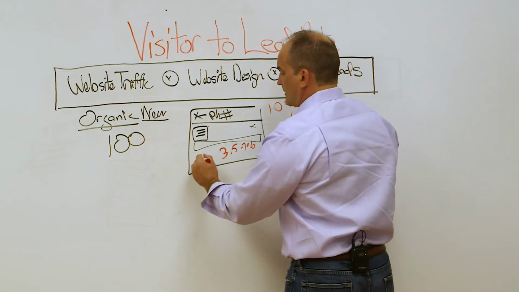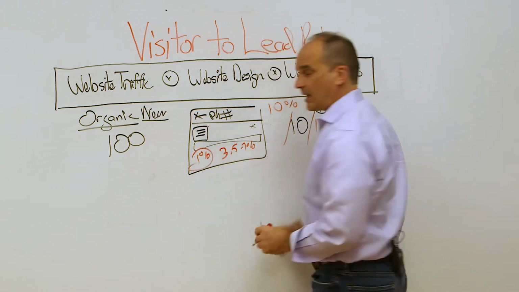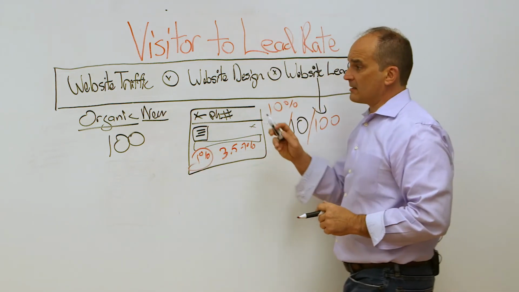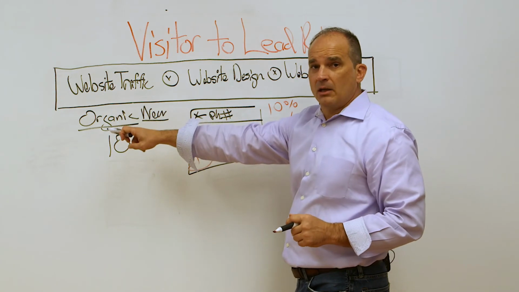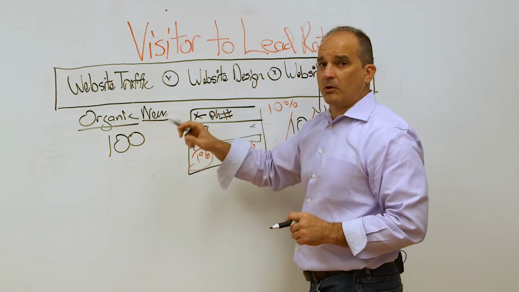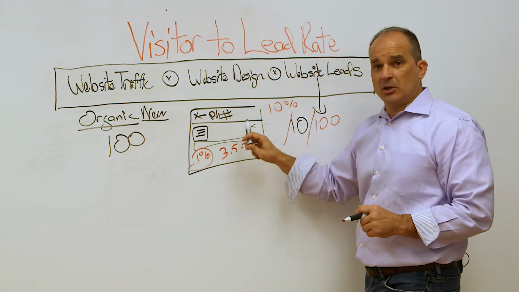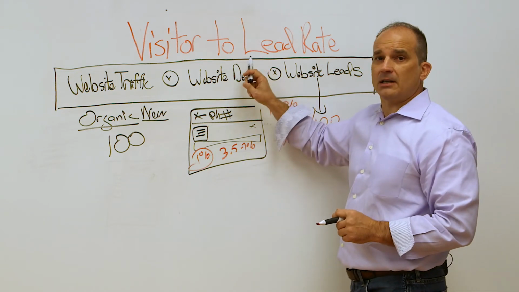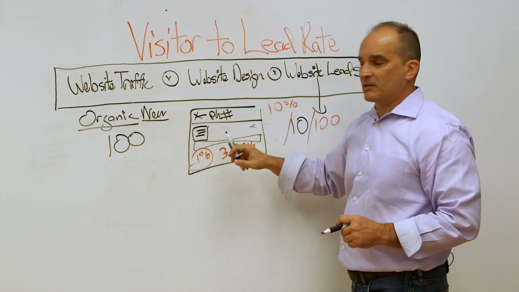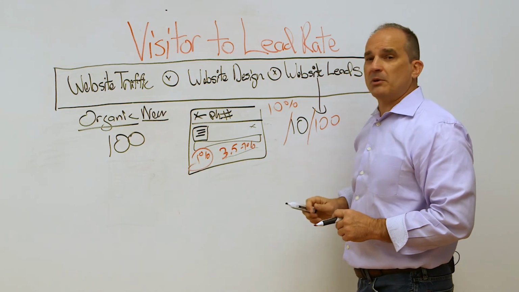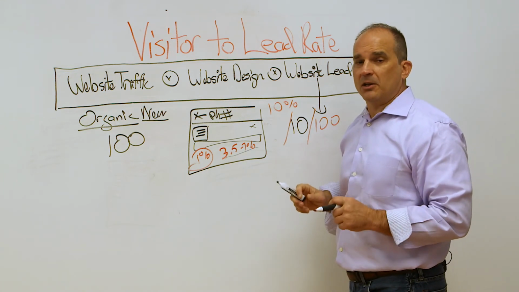Problem is the average practice is only at 1%. And the reason they're at 1% is either they're not getting the right traffic, or if they are getting the right traffic, they don't have a good design. When you follow visitor to lead rate, you'll eliminate all the assumptions and know that if you're at that 3.5 to 7% rate, you've got good things going on both ends.